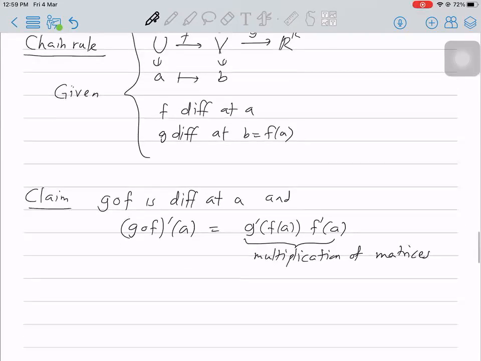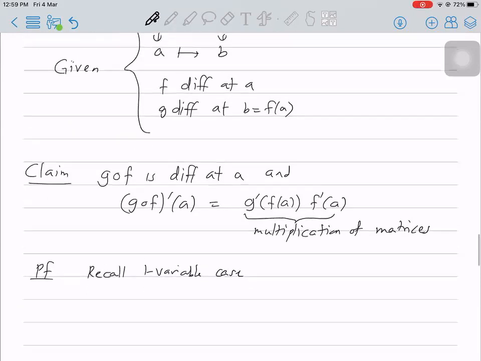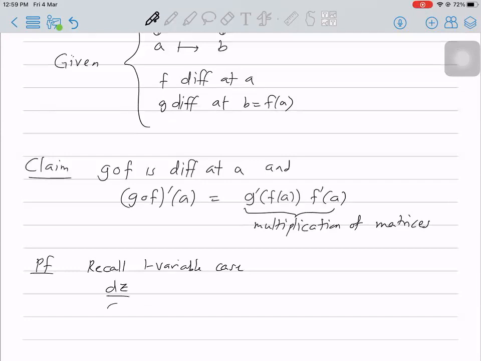Okay, so let's do the proof of this, and the proof is really not difficult, but we will need some ingredients along the way. So this is a new situation. Let's look at the old situation. What happened in the single variable case? So recall, one variable case. And what did we have? dz by dx equals dz by dy times dy by dx.